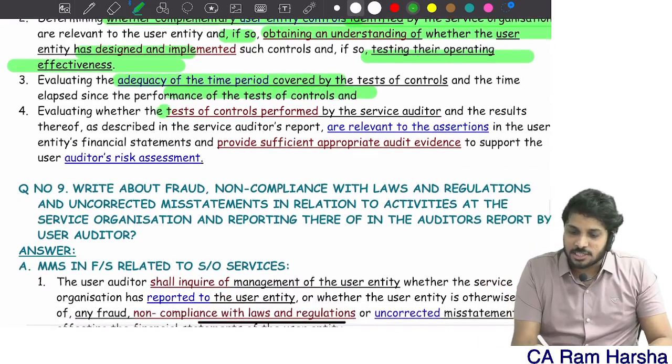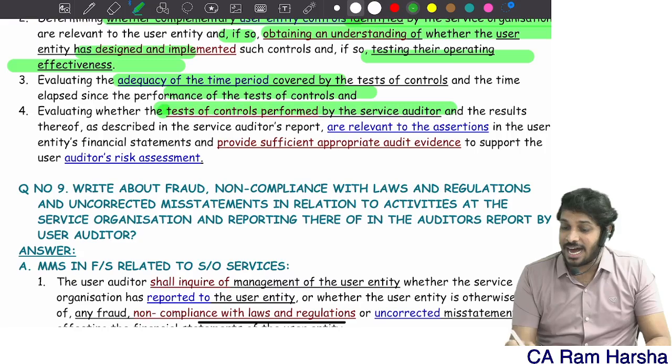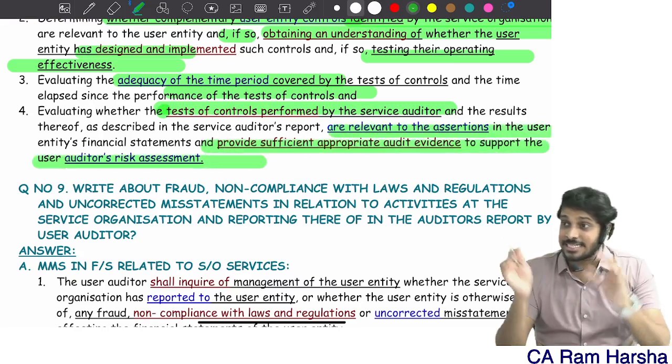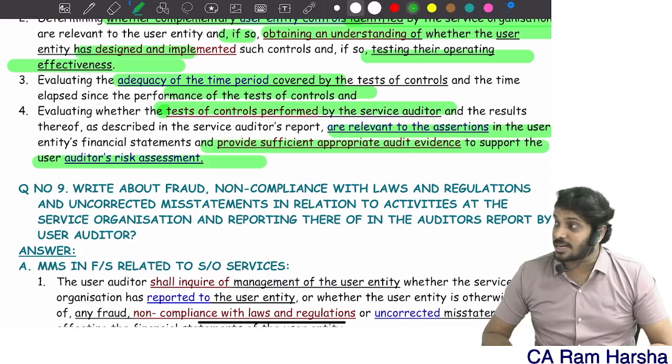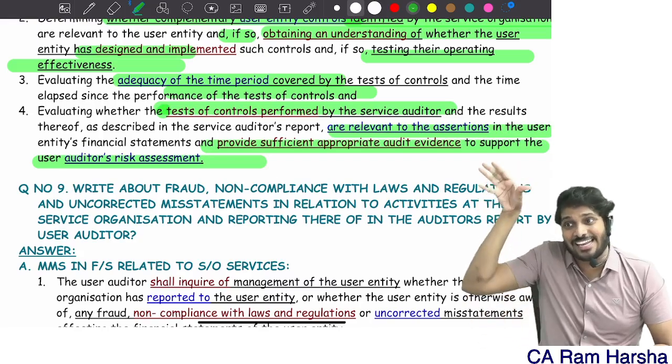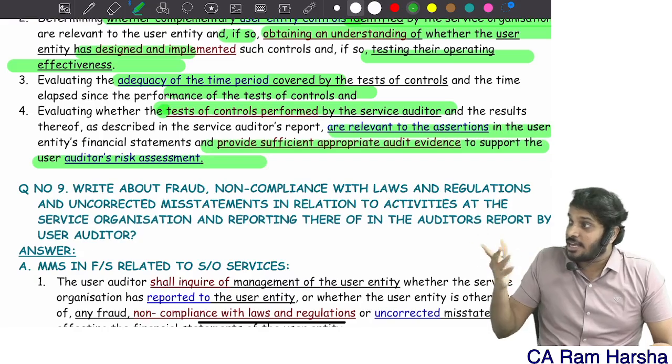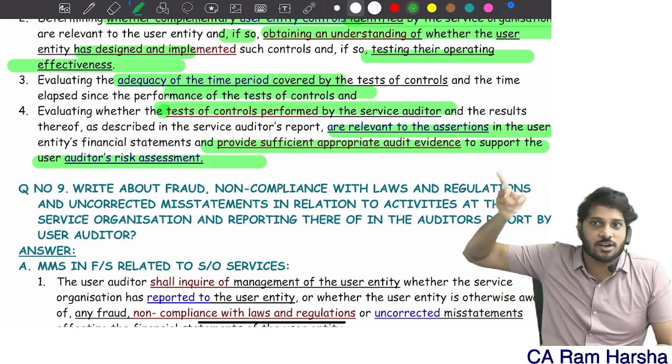Finally, whether the test of controls performed by the service auditor is relevant to the assertion that is relevant for the auditor's risk assessment. Suppose the service auditor verified controls regarding data accuracy. He has not verified amount accuracy and all, he didn't verify.